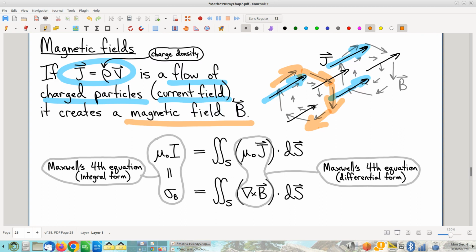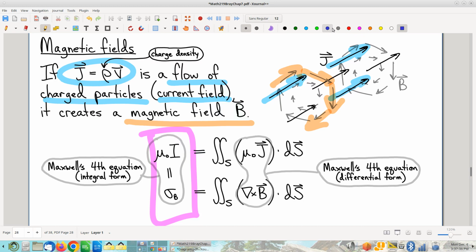Okay, so here's what you can empirically observe. You can empirically observe that there is this linear relationship between the current, the total flow of charged particles through a surface, and the magnetic circulation, how much the magnetic field circulates around the boundary of that surface, whatever that surface is. That's just empirical. They notice it in the lab. Nobody knows why. It just is, right? We wish we understood why. But like I say, empirical.